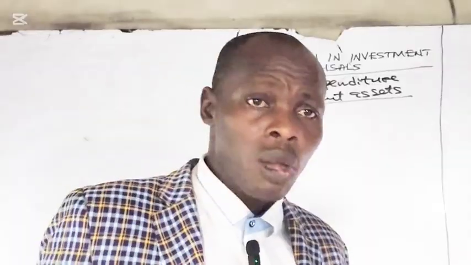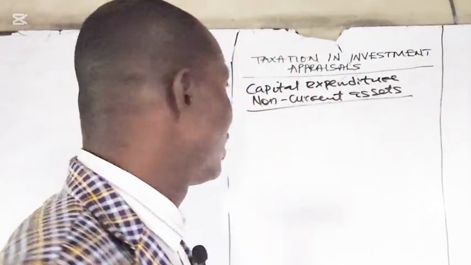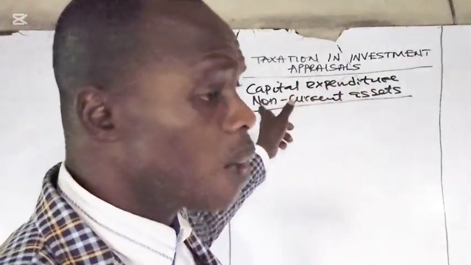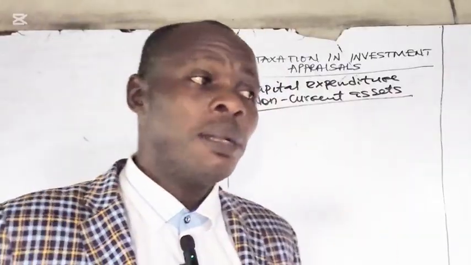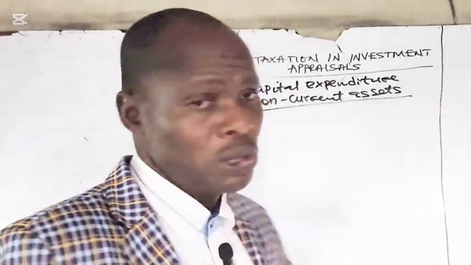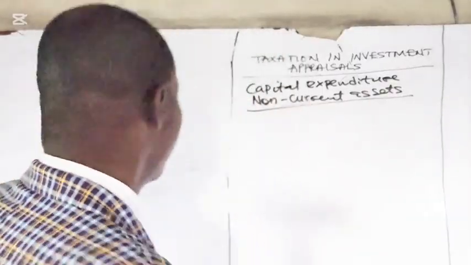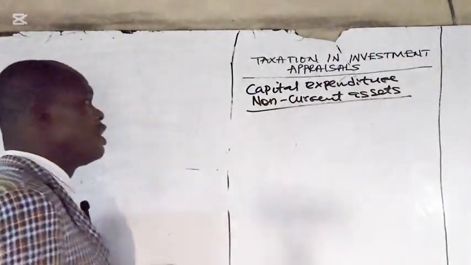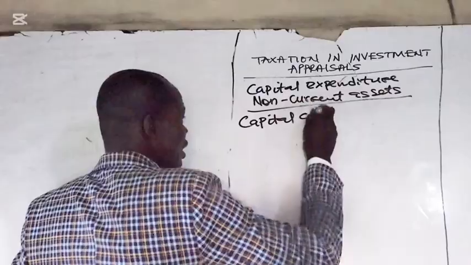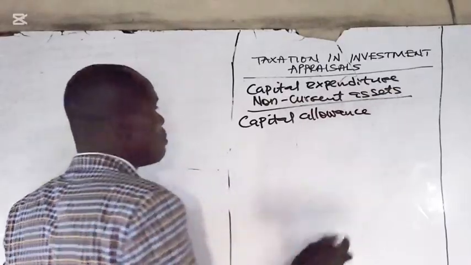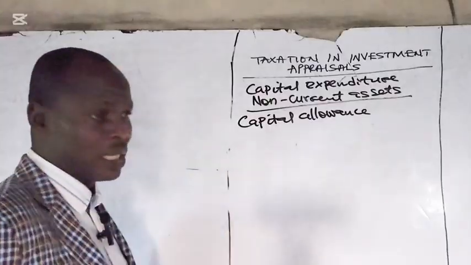When a business acquires non-current assets, depreciation will be charged in the statement of profit or loss as an expense, and it will equally be used to reduce the value of non-current assets in the statement of financial position. However, depreciation is not an allowable expense for tax purposes. Capital allowance is granted in lieu of financial accounting depreciation for tax purposes.